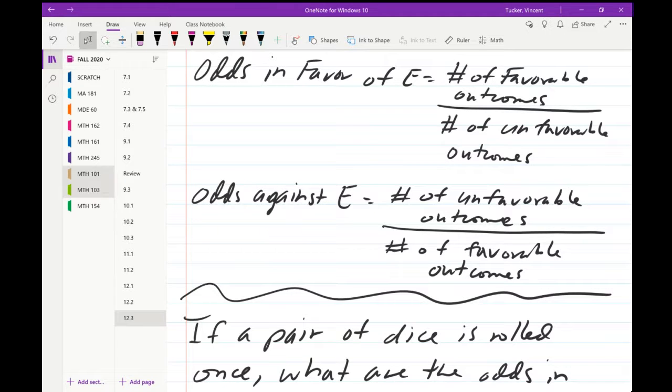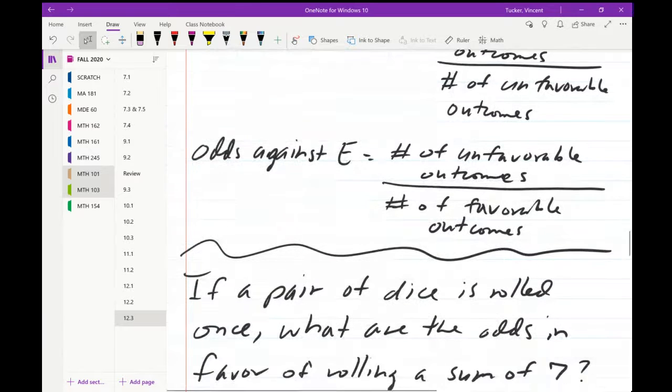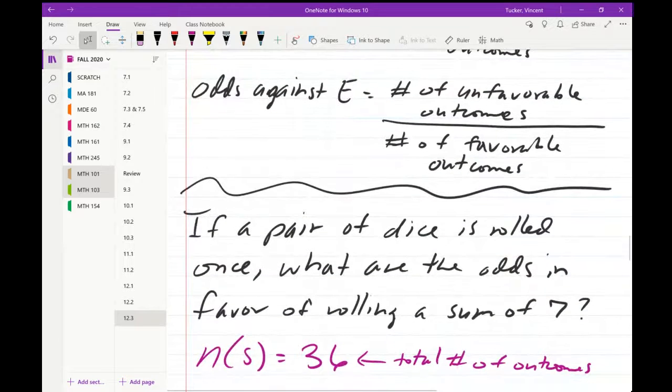All right, so once again, it's odds in favor and odds against. If a pair of dice is rolled, once again, we have our pair of dice. What are the odds in favor of rolling a sum of 7? Make sure you pay attention to the directions and the questions that are being asked, because we're not talking about probability, we're talking about odds in favor. So we have to use the relationship that I just introduced.